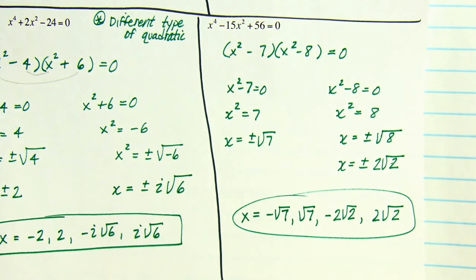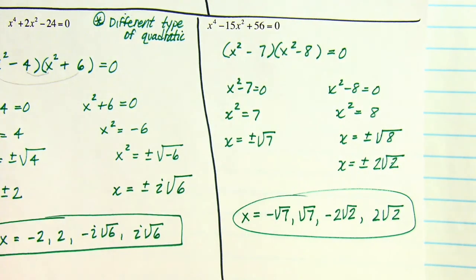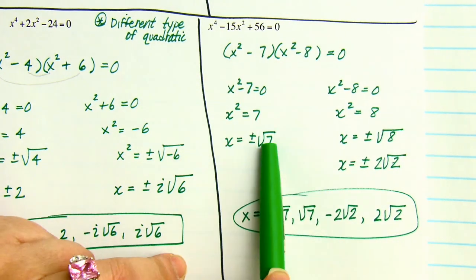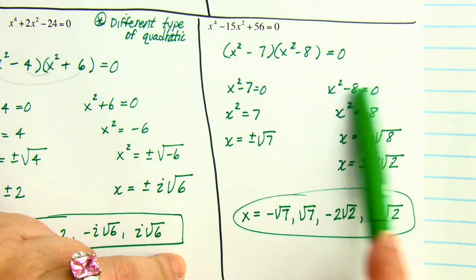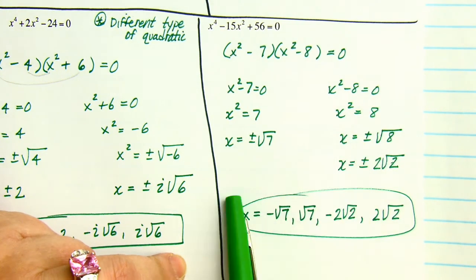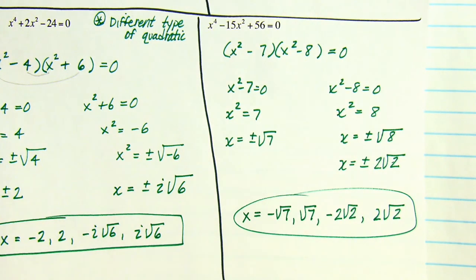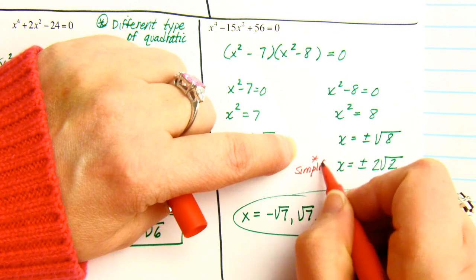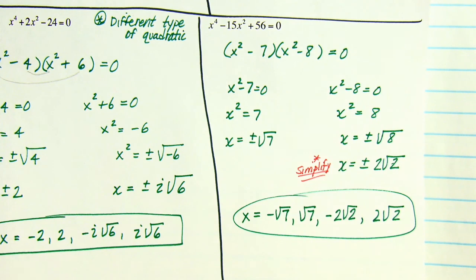Use our ZPP. All right, x squared minus 7 equals 0, or x squared minus 8 equals 0. Solving, add 7. Take the square root. x is equal to positive or negative root 7. Same thing here, add 8. Take the square root. x is equal to positive or negative square root of 8. Here, you must simplify the radical. We've done this as well in our radicals lessons.